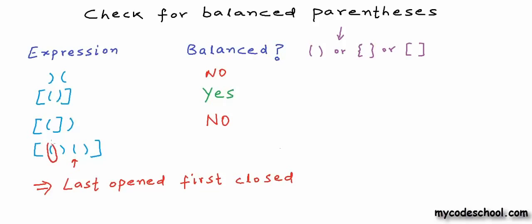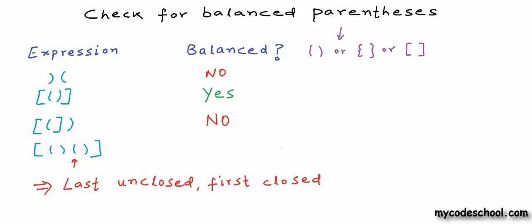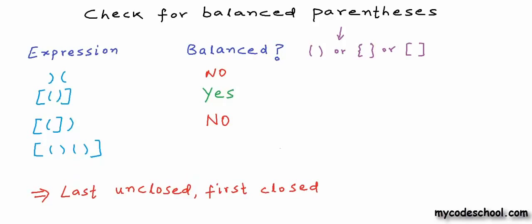But this guy that is open previous to this is closed first, and it is fine. The property that must be conserved is that as we scan the expression from left to right, any closure should be for the previous unclosed parenthesis. Any closure should be for the last unclosed. Let's scan some expressions from left to right and see how it's true.